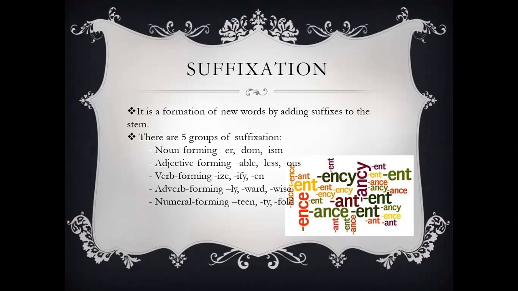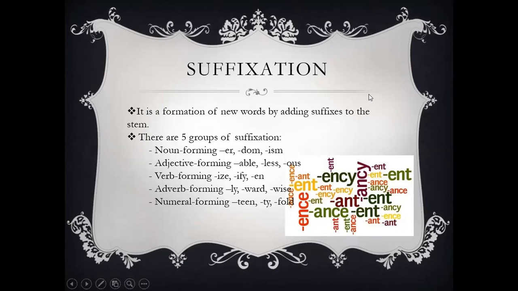Adverb forming, ly, ward, wise. And numeral forming, as we know, we can create or just use numerals by adding the endings teen or ty and fold sometimes. That was suffixation. So the first type of productive way of forming a new word is affixation.